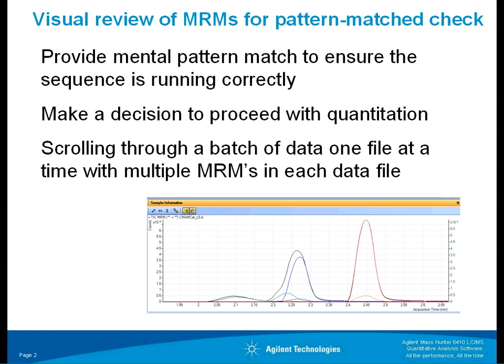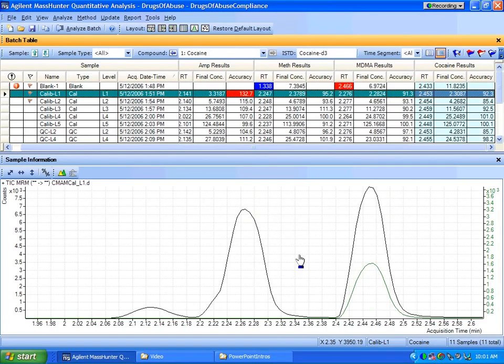So I'm going to show you a feature that allows you to scroll through the batch and look at each data file one at a time and observe the pattern of multiple MRMs that have been extracted in that data file. Take a look at how this overlaid chromatograms work.